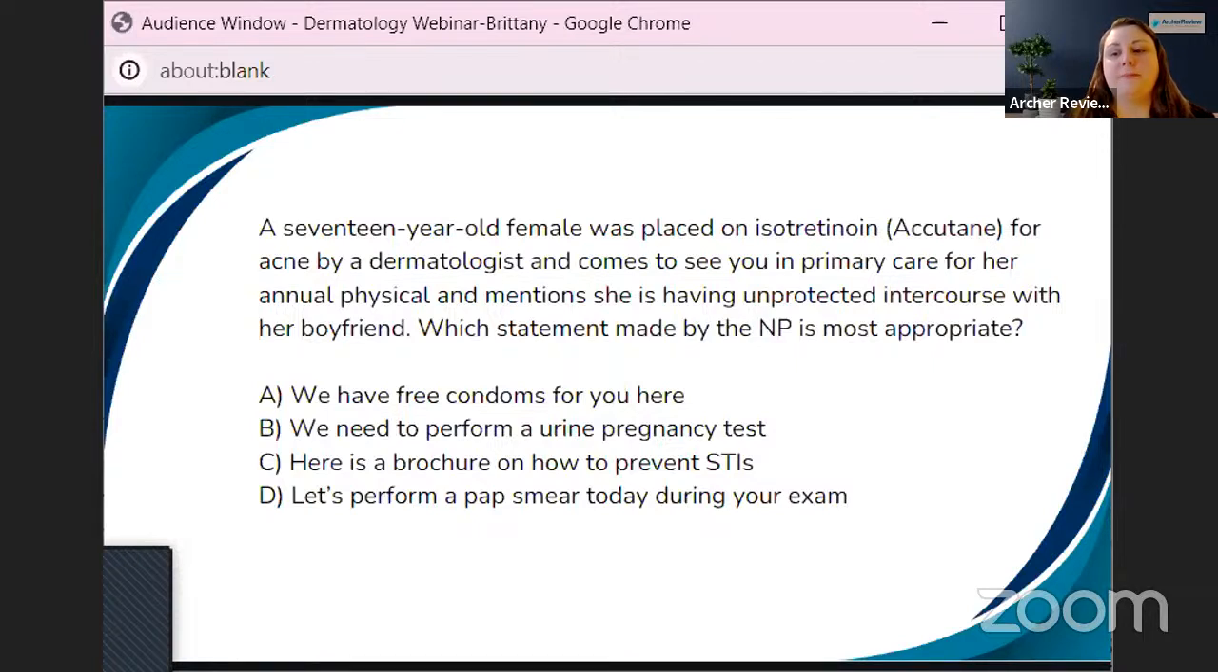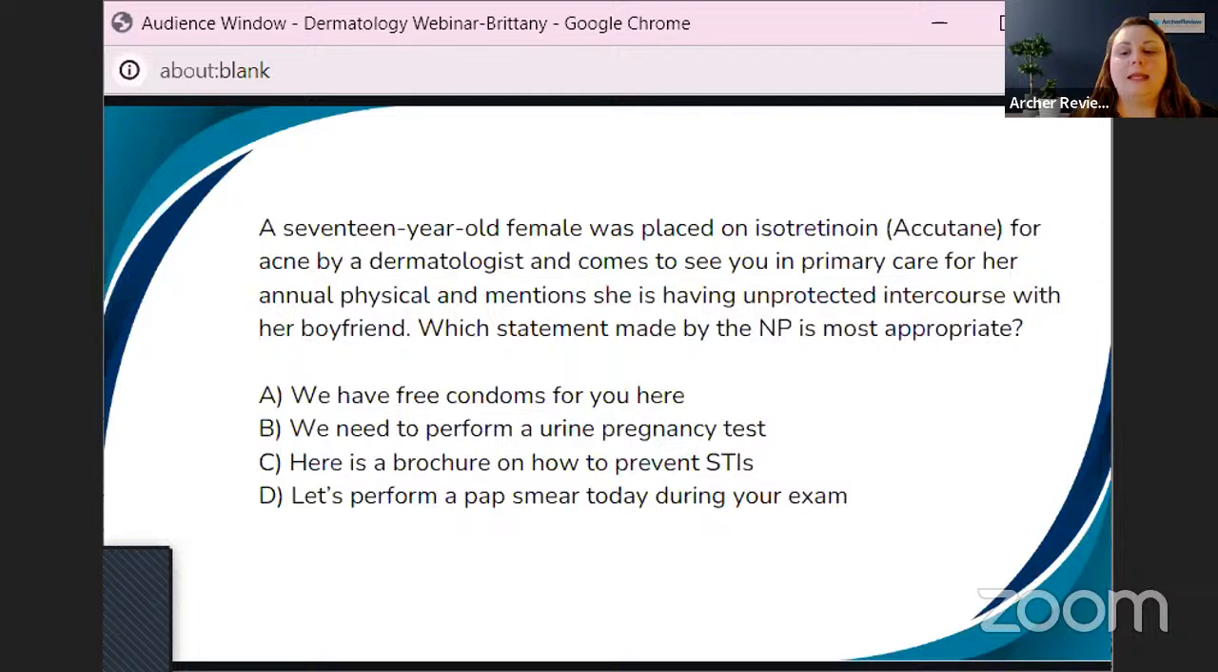So again, we're looking for the most appropriate response, okay? D, we're going to throw that one out because pap testing starts around age 21 per our guideline recommendations. So she's 17, so we're not really interested in doing a pap today. A and C are correct in that they're nice responses, but the big one here is going to be B, okay? When someone is on Accutane, we need to make sure that they are on some form of birth control.